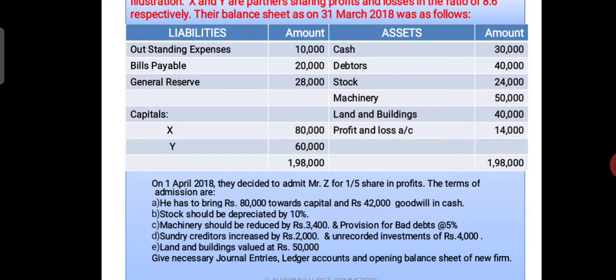Now, land and buildings valued at rupees 50,000. Here it is important. It is the revalued amount. 50,000 is the revalued amount of land and buildings. But actually the book value is only 40,000. The revised value of land and buildings is rupees 50,000. Which means, see, book value is 40,000, revised value is 50,000. So here the increase in the value of asset is 10,000. Okay, students. So these are the adjustment points.